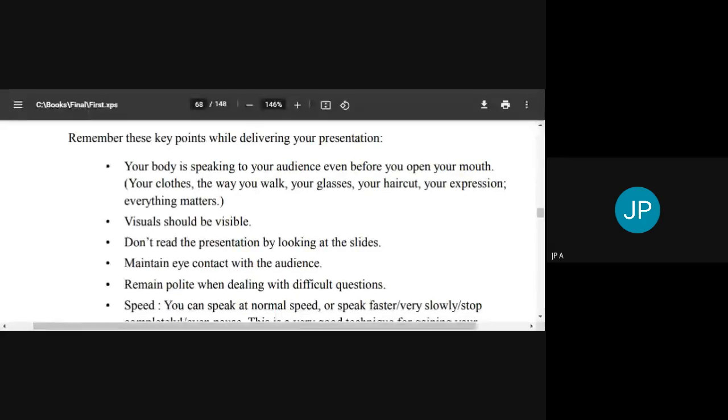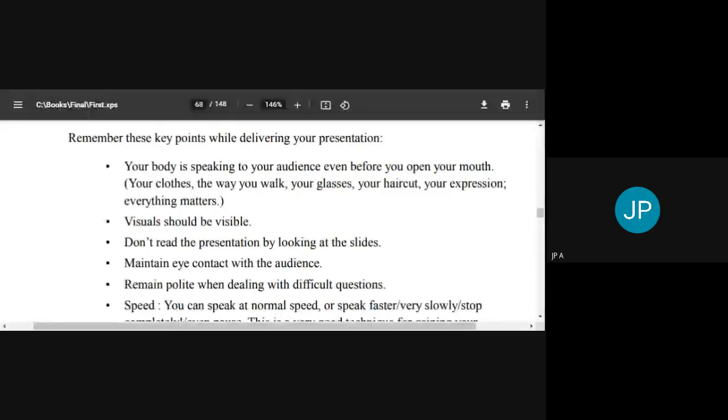Is our body language. Body language includes our posture and our gestures. So what is body language? You have to be very careful about. The body is speaking to your audience even before you open your mouth. So what are the different things that you have to take care of? The way, the clothes that we wear, the way you walk, your glasses, your haircut, your expression, everything is important. Yes, so the visuals should be visible.